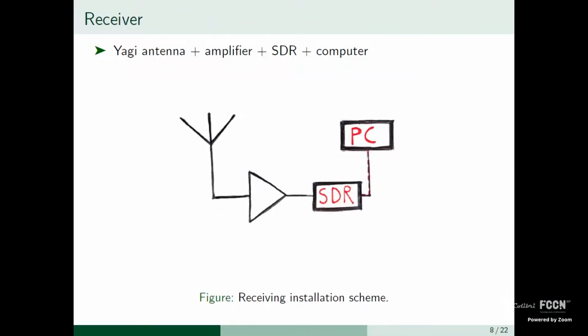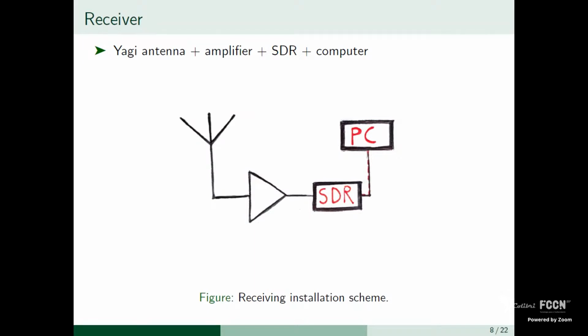Then I have to build my receiver. The most important part of the receiver is the antenna, which is going to have some parameters that I will talk about later. Then the amplifier, because as the signal is scattered or reflected, it's going to be much fainter than the signal going from the transmitter. So you need to amplify that signal.